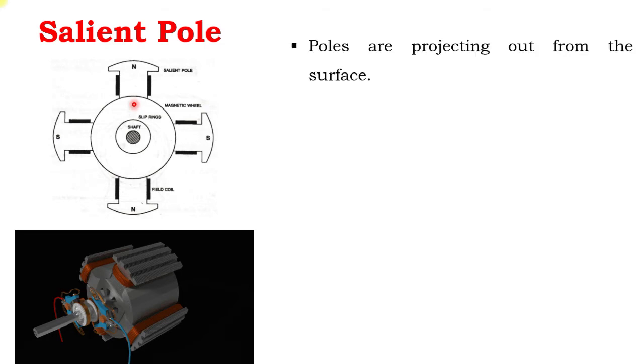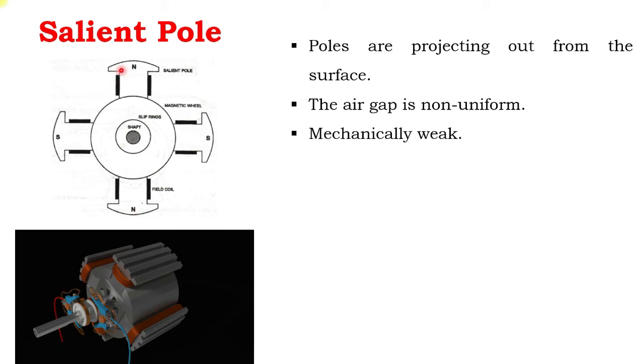Let us see some important features of the salient pole. The poles are projecting out from the magnetic wheel. The air gap is non-uniform. We can see that this is one pole, another pole. In between these two poles, again a huge air gap is there. So therefore, there is no uniform air gap. It is mechanically weak because all these poles are projecting out and they're fitted together using nuts and bolts. Therefore, the salient pole has a mechanically weak construction.